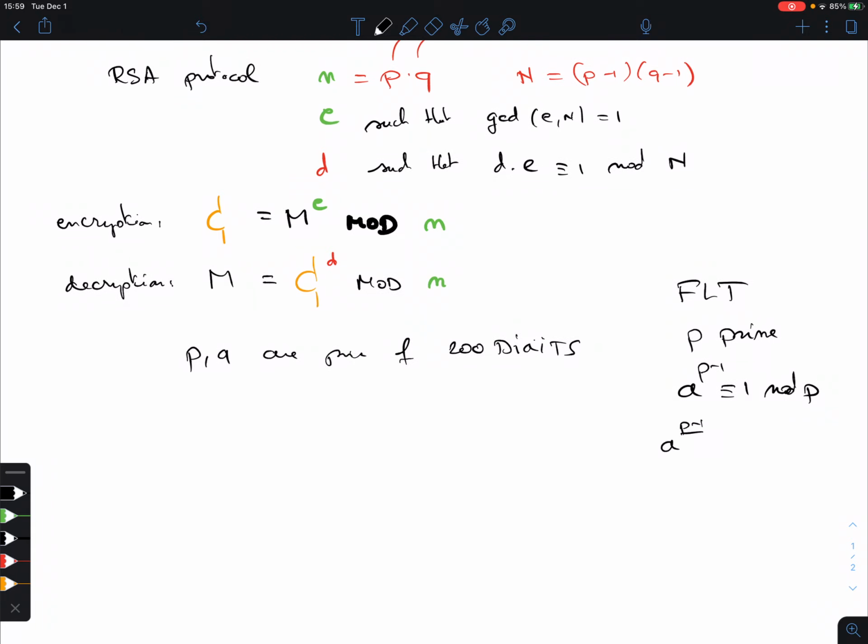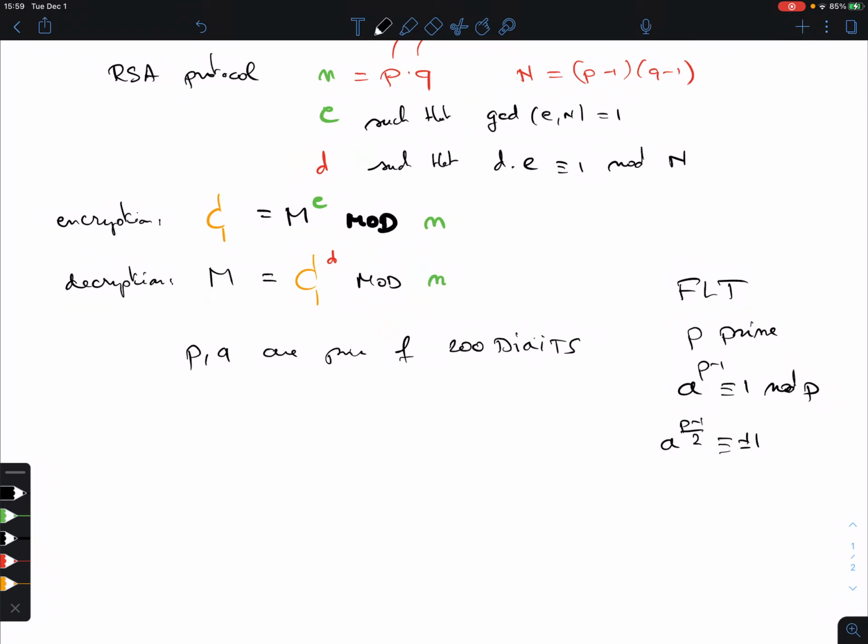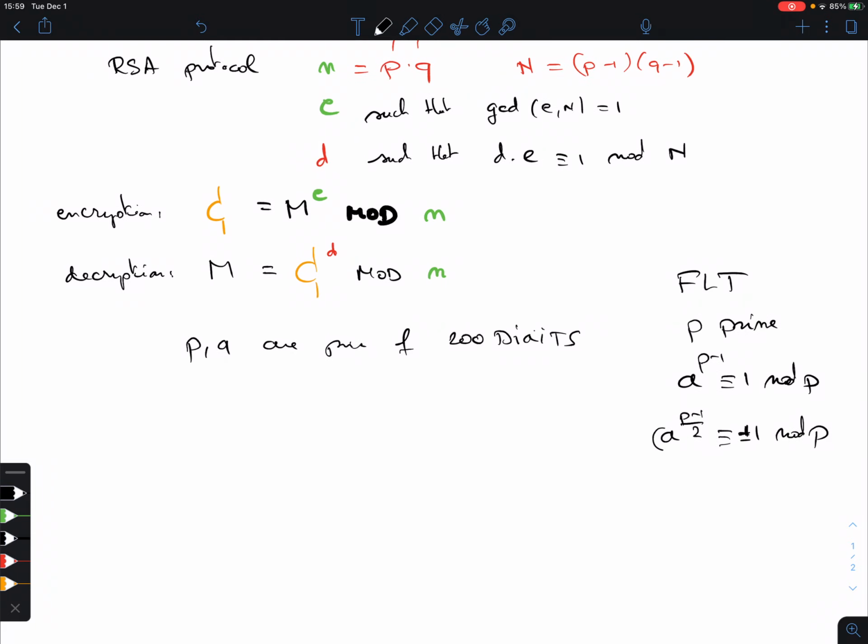If you take (p minus 1) over 2, dividing by 2 is taking a root, right? So then this should be plus or minus 1, not p. That's a consequence of Fermat's Little Theorem, but it's not hard to prove. Okay, and then you check this for various a's.